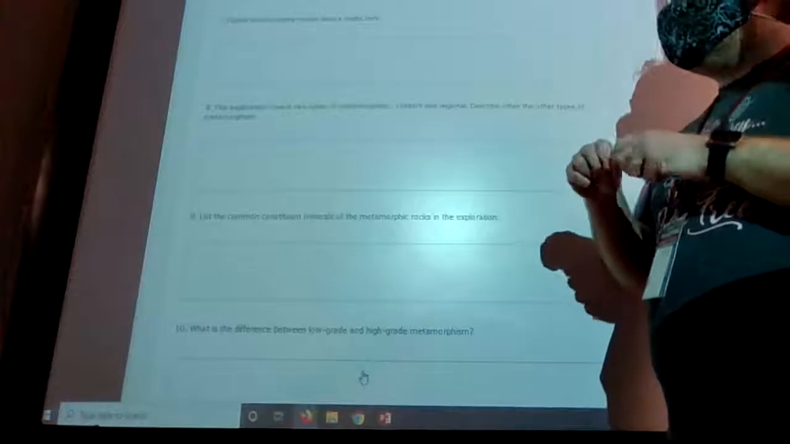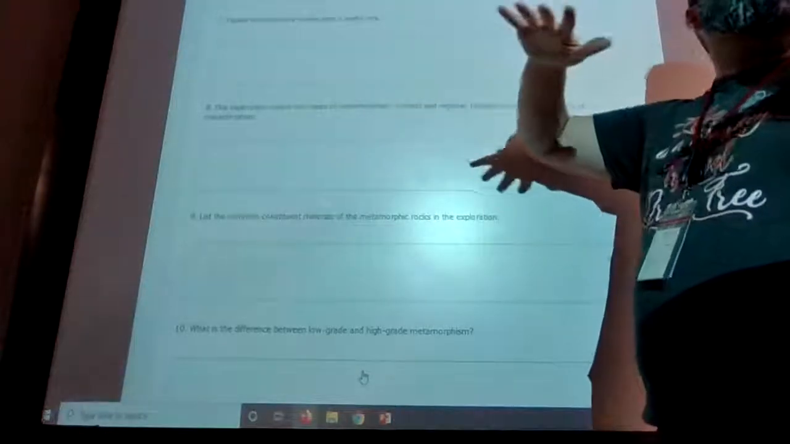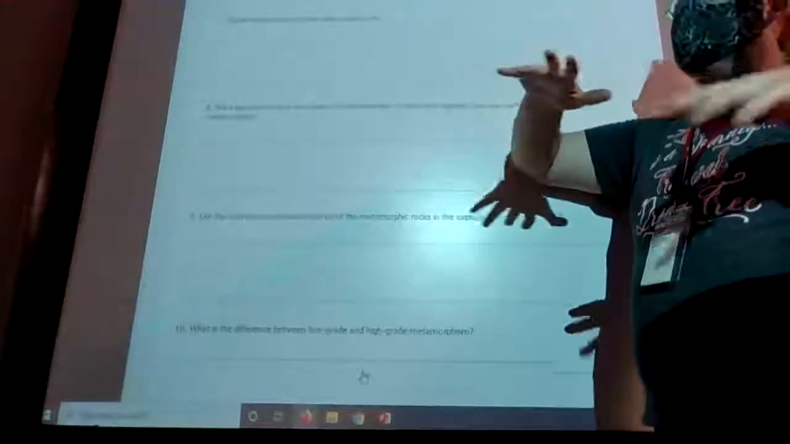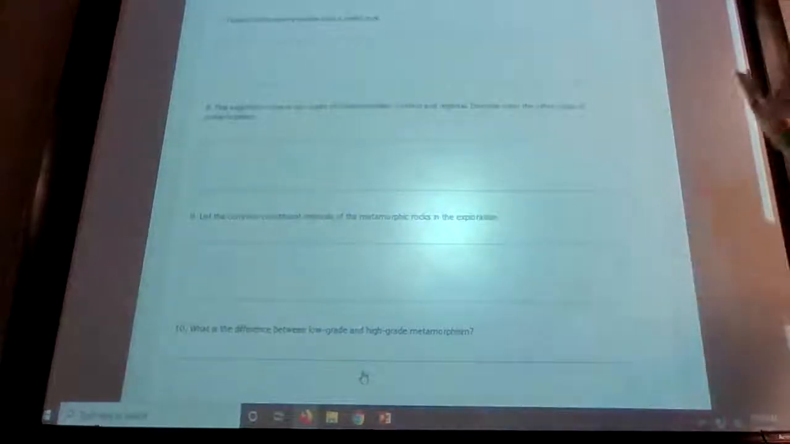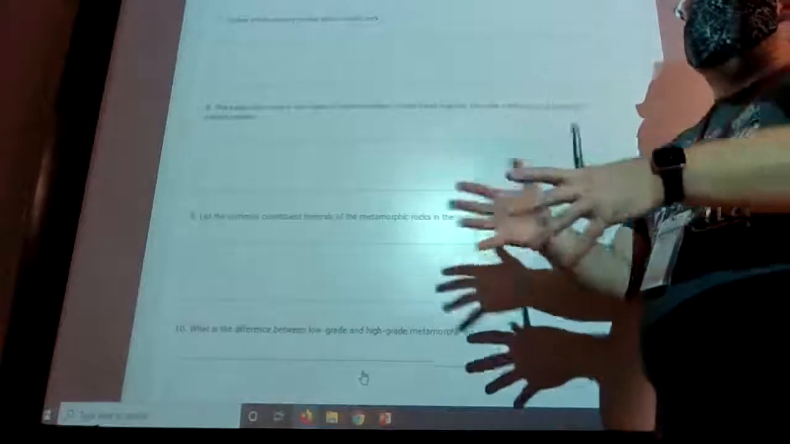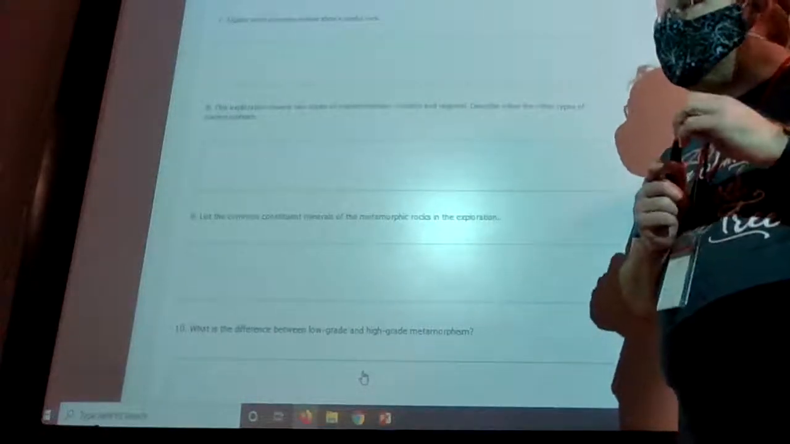Did I answer everything? What's the property that makes slate useful? It breaks along foliation planes and it has flat sides. So when it breaks open, it already comes in those nice flat pieces. So I can make my floor out of it, or I can do my countertops or something out of it, or my roof if I want to.